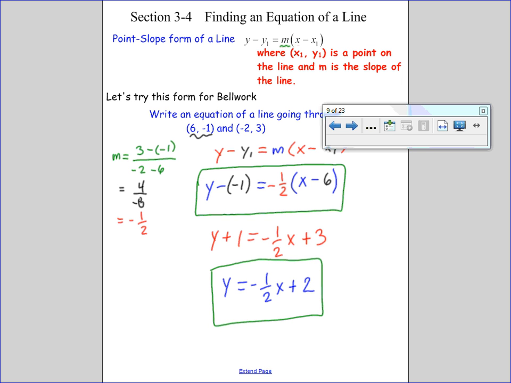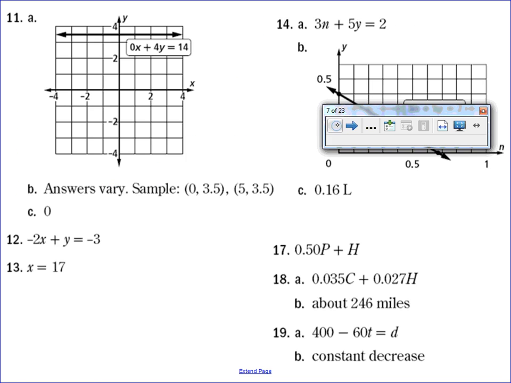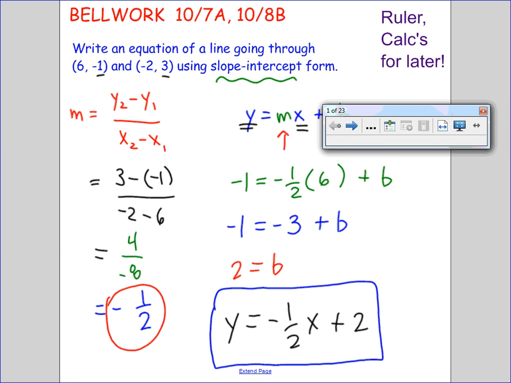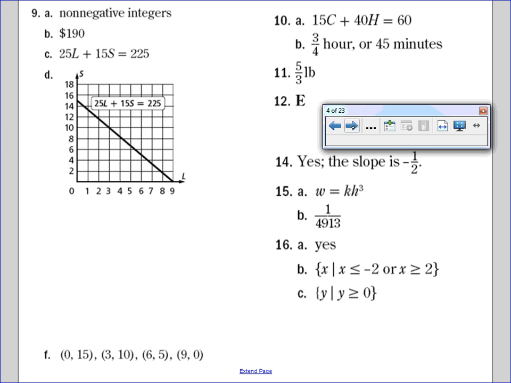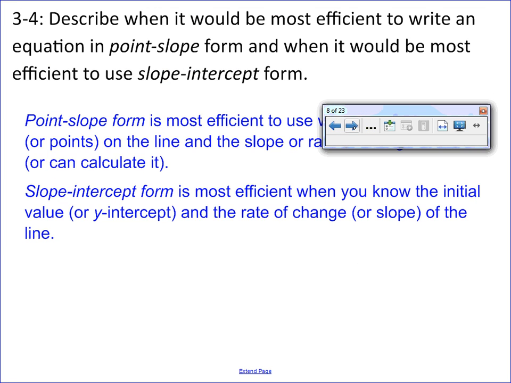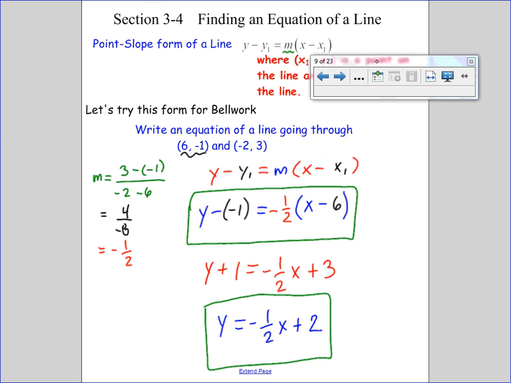So how did our slope-intercept form compare with our Bellwork answer? Same. I sure hope so. Yes! Negative 1/2 x plus 2. So we got the same thing. However, I would argue that this is way quicker to do in point-slope form, right? It's way quicker to do it in point-slope.